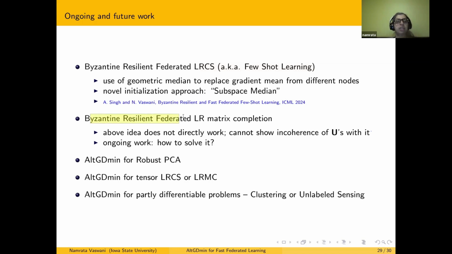We are looking at Byzantine resilience for matrix completion. We're looking at Orgy-Demon for the robust PCA problem, which is the L plus S problem. These are some of the ongoing and future directions in this area.